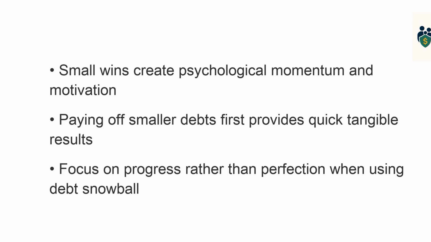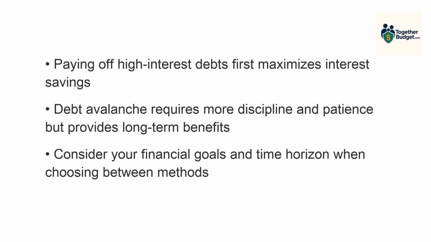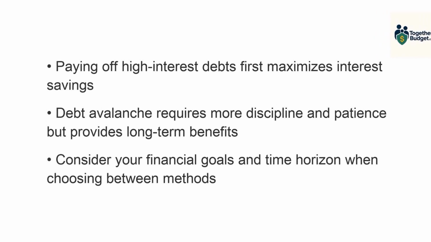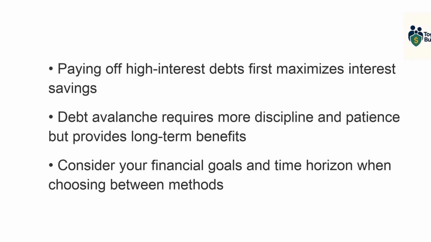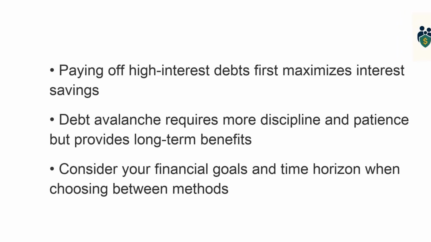By eliminating smaller debts quickly, you build momentum and a sense of accomplishment that can carry over to tackling larger debts. The debt avalanche method prioritizes paying off high interest debts first to minimize interest payments over time. This approach may require more discipline and patience as you focus on the most efficient mathematical solution rather than quick wins. However, it can save you thousands of dollars in interest payments over the life of your debt.